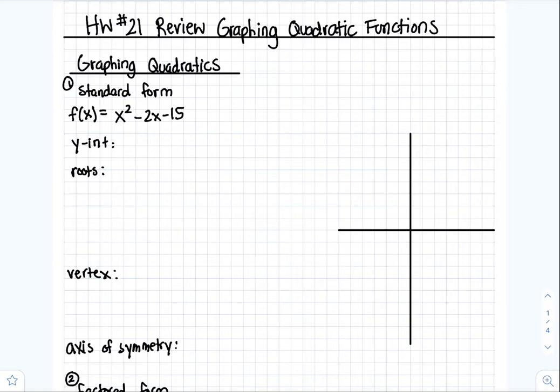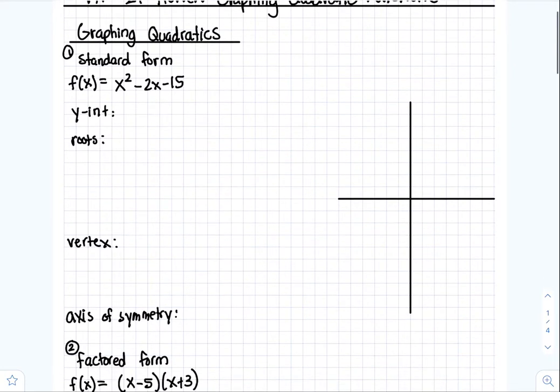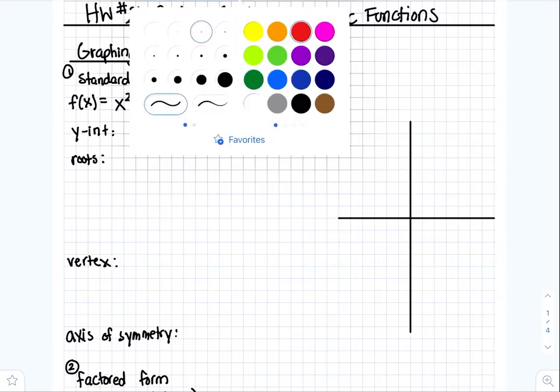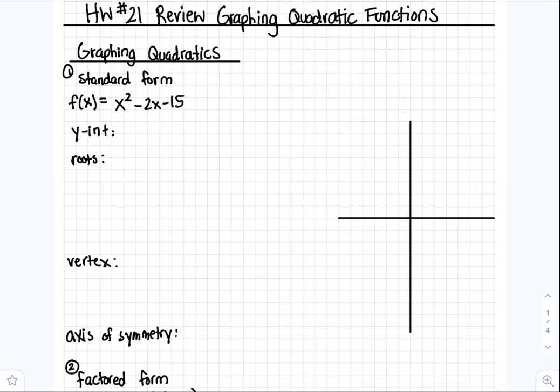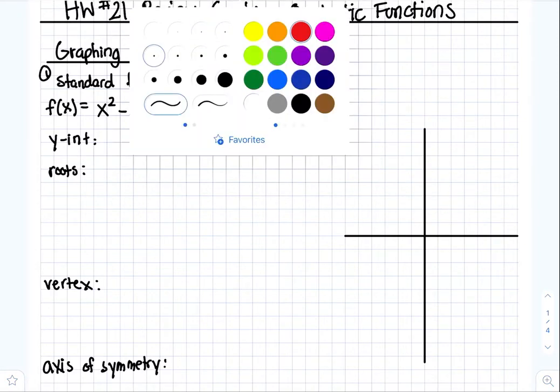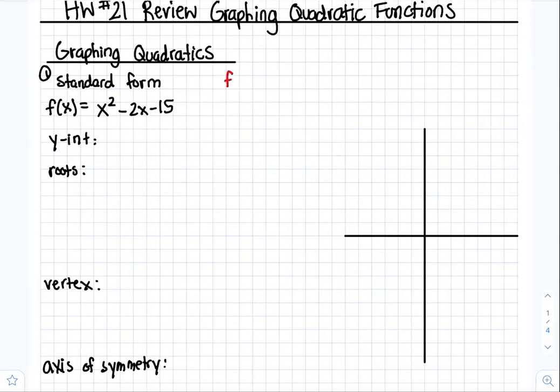Hey guys, so here is homework number 21, review on graphing quadratic functions. So just some good practice for you guys to practice graphing. So we will begin. Now for standard form, you guys, it is of this form right here, ax squared plus bx plus c.